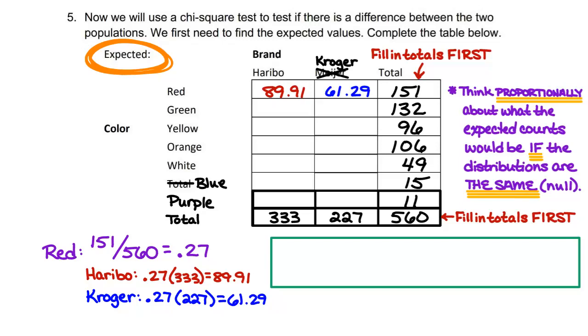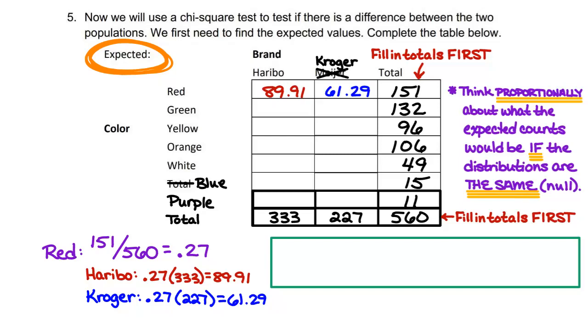So we left off yesterday with learning how to calculate the expected counts. We want to think proportionally about this, as if the distributions were the same, because that is our null hypothesis. The first thing we did was find the proportion of all of the gummy bears that were red. We had 151 total gummy bears out of 560. So we got what percent of all the gummy bears were red.